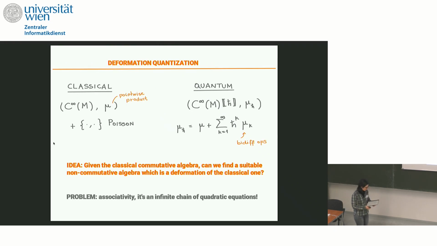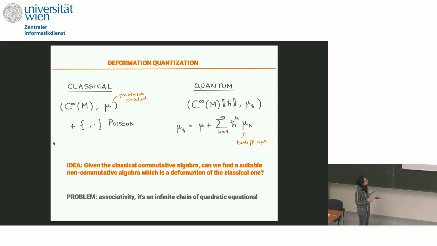Okay, so what do I mean by deformation quantization? And first, what do I mean by quantization? Quantization just means that I want to pass from the classical to the quantum realm. And there are different programs to do that. So here we focus on the main difference between the formulation of classical and quantum mechanics, which is in the algebras.